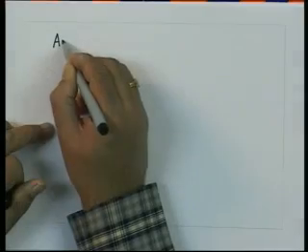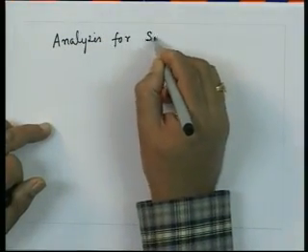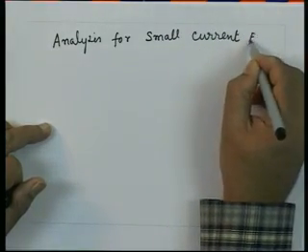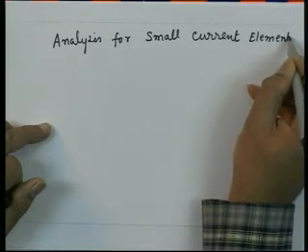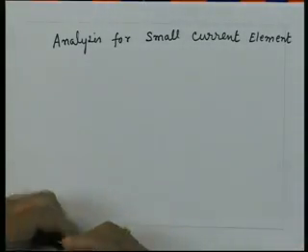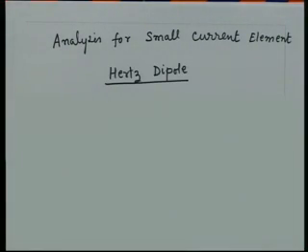So, we carry out the analysis for a small current element. This small current element is many times referred to as the Hertz dipole, and the meaning of this will become clear in a short while from now. So, this is also called the Hertz dipole.